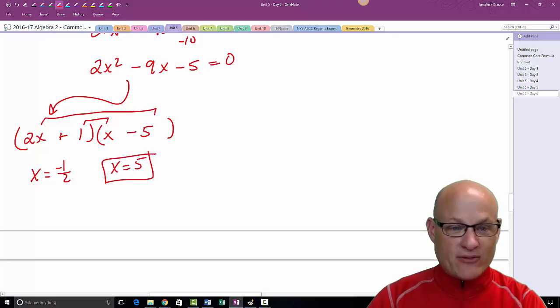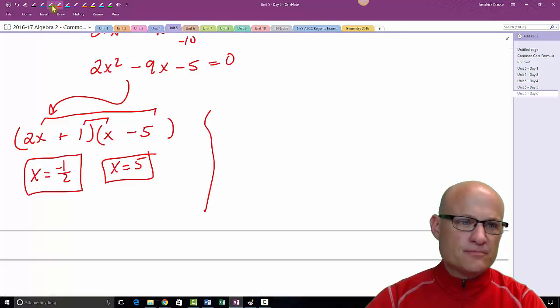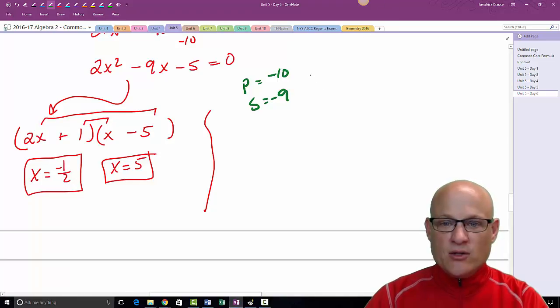I knew it had to be 5 and 1. I just didn't know which way the 5 went. So let's see. The product is negative 10 and the sum is negative 9, so I'm assuming that's got to be positive 1 and negative 10.